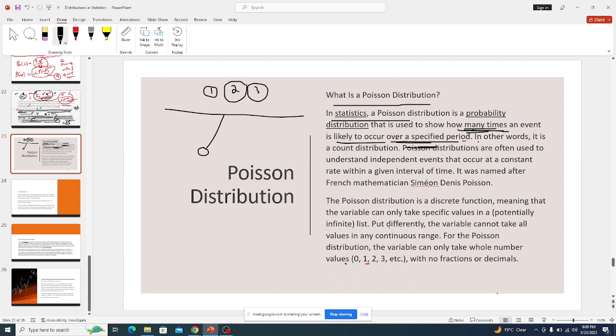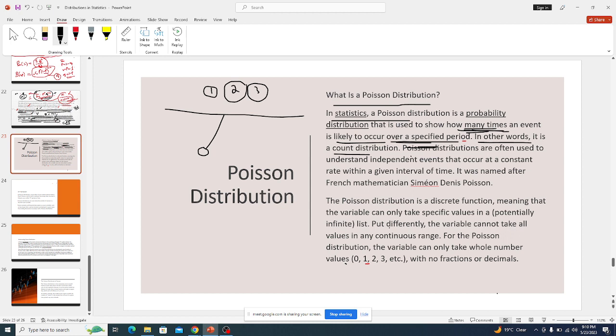So in other words, it is a count distribution. And this count distribution makes it a discrete distribution, because when we are talking about count we are talking about discrete. So Poisson is one of the discrete distributions. All right, good. Let's continue.